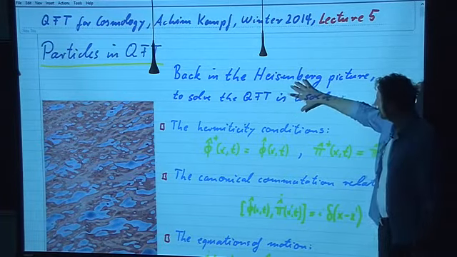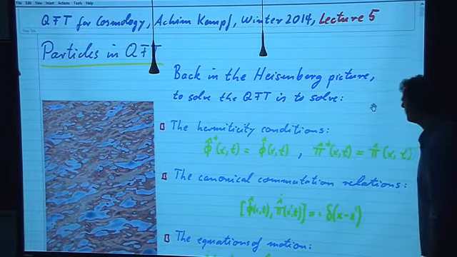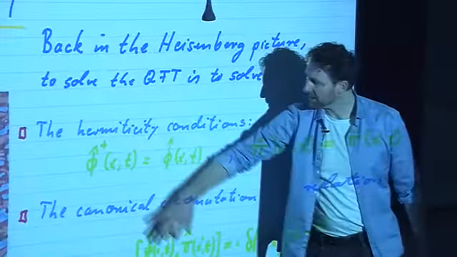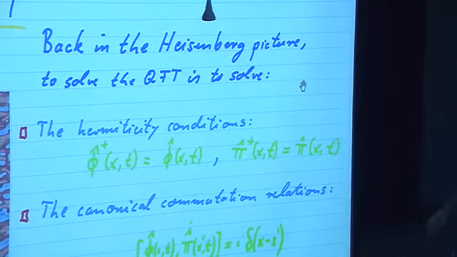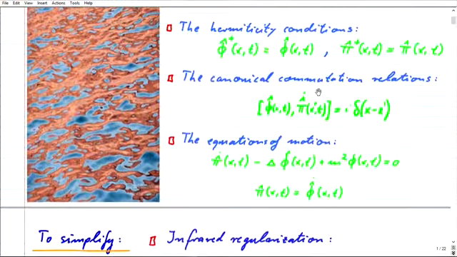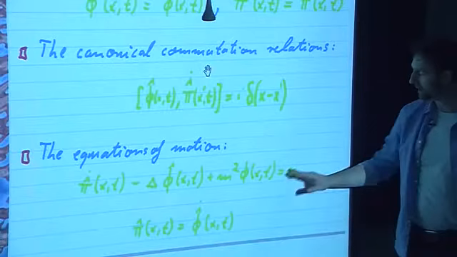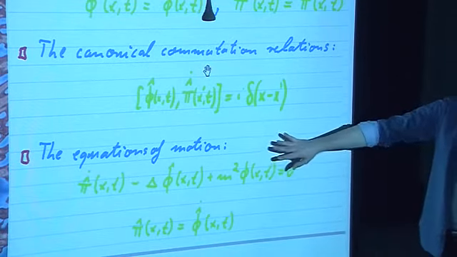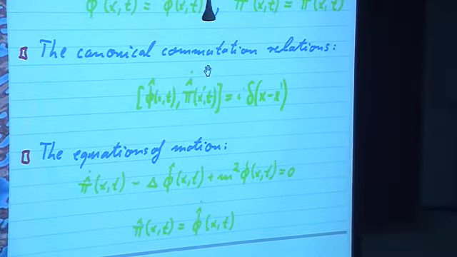we have to solve the following three problems. We have to ensure the hermiticity of the fields, so that phi dagger is phi at all locations. The same is true for the canonical conjugate momentum field. We have to ensure the canonical commutation relations hold, and the equations of motion, namely that pi dot minus the Laplacian phi plus m squared phi is equal to 0. That's the Klein-Gordon equation, together with the identification of the canonically conjugate momentum field as phi dot.